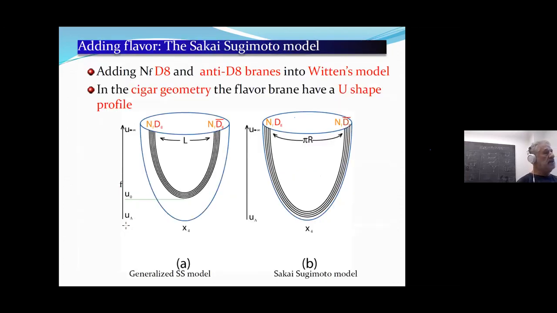Now we add flavor branes. This is very familiar, I know, but I just want to mention it. In this case, we add D8 and anti-D8 branes. So in this cigar, we'll have a U(NF) left symmetry and U(NF) right symmetry, which is spontaneously broken geometrically in the infrared into U(NF) diagonal. This is the original Sakai-Sugimoto, and this is a generalization where it's not necessarily antipodal.